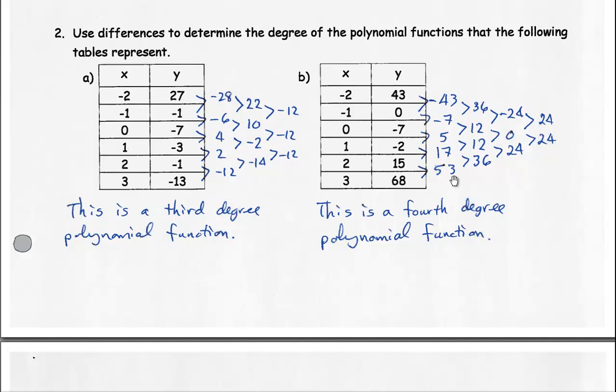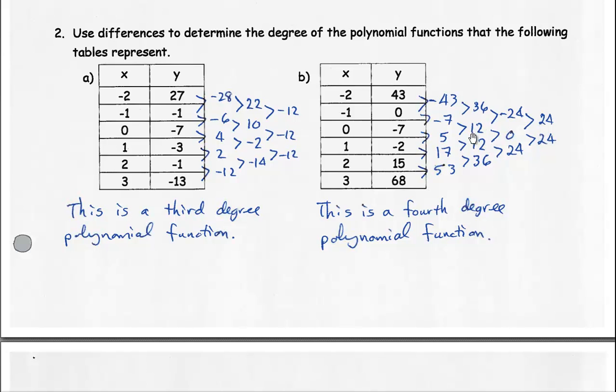For the next one, 0 minus 43 is -43. -7 minus 0 is -7. And we find that the first differences are not the same. Let's do second differences. -7 minus -43 is positive 36, because it's gone up 36 from -43 to -7. 5 take away -7 is 12. 17 minus 5 is 12.